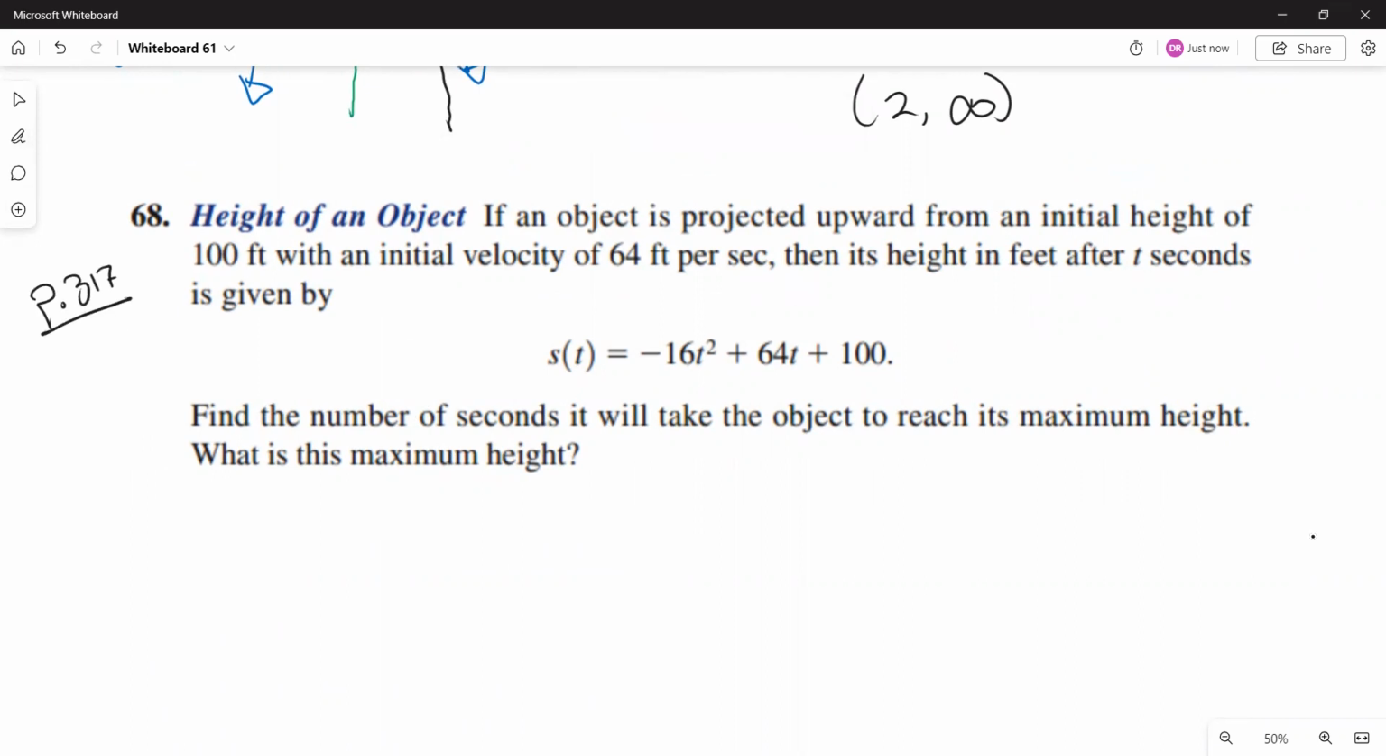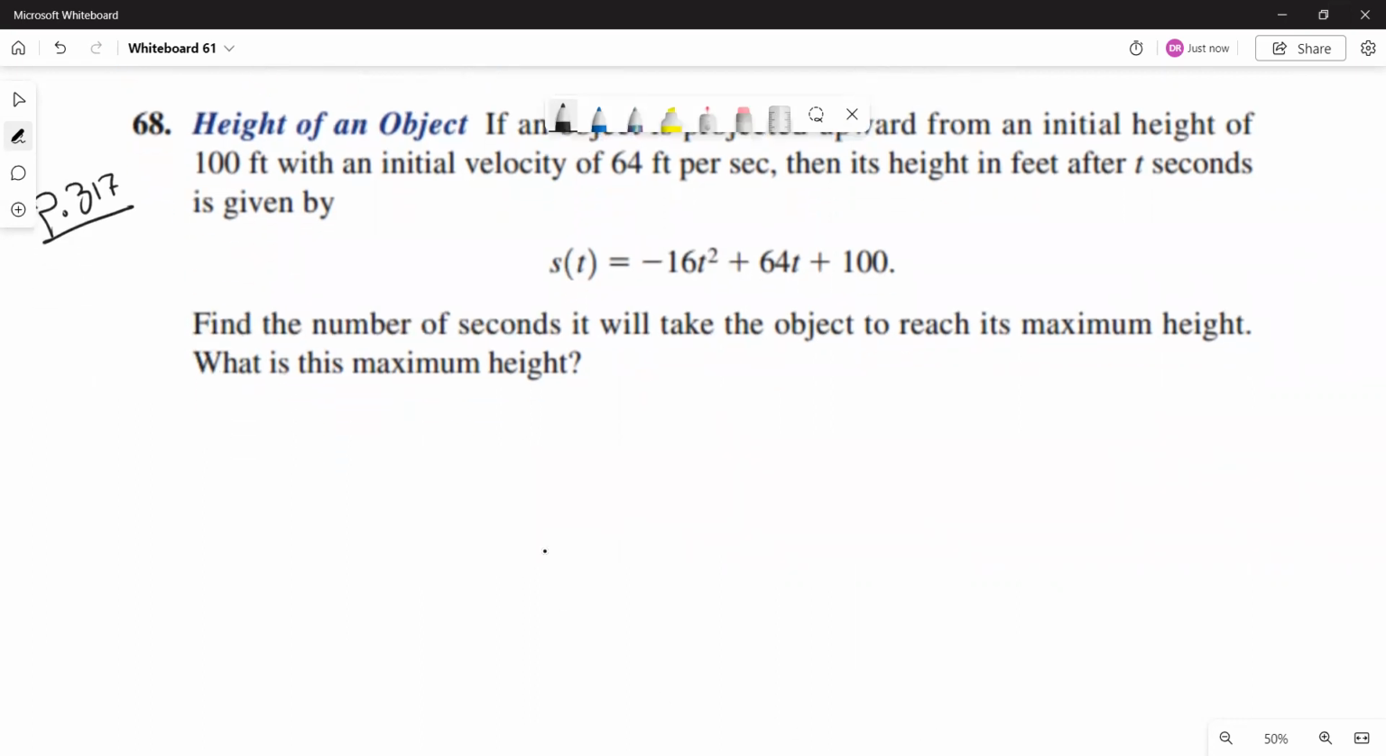If an object is projected upward from an initial height of 100 feet with an initial velocity of 64 feet per second, then its height in feet after t seconds is given by this quadratic function. Find the number of seconds it will take the object to reach its maximum height. And what is the maximum height? So it's always good to draw a picture of the graph. So that's a function depending on t.